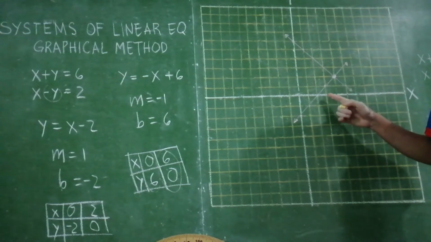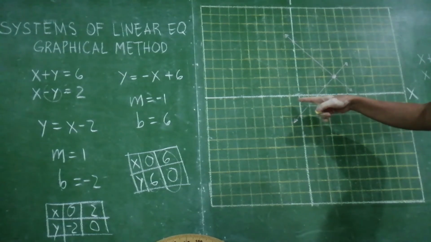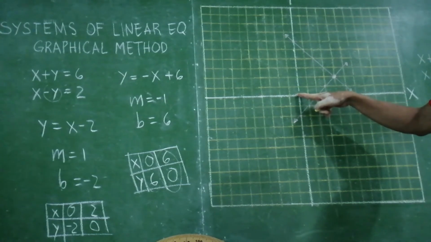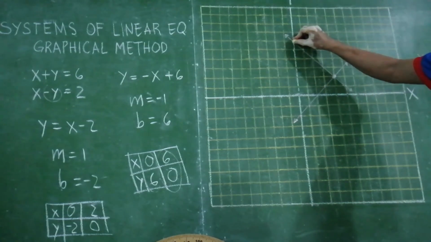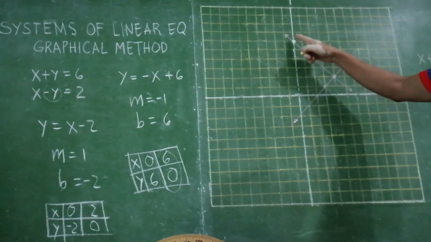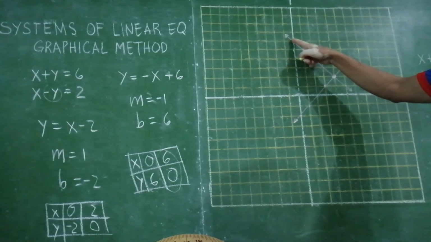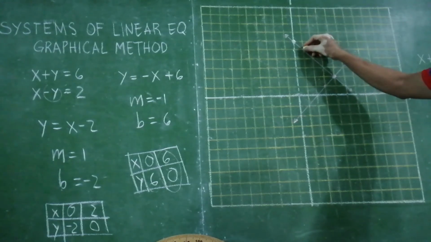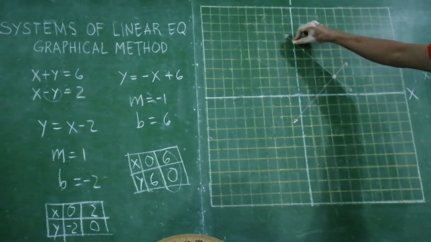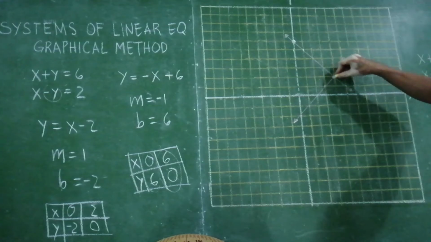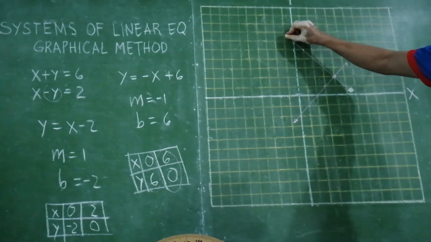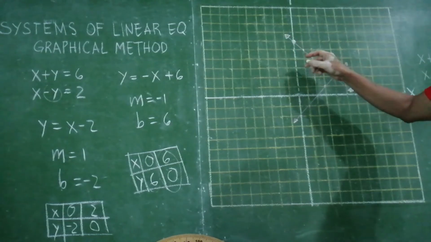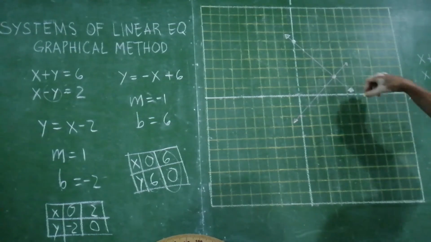So for the first equation, the y-intercept is 6. 1, 2, 3, 4, 5, 6. So this is your b. And the slope is negative 1. So 1 down and 1 to the right. So this is your second point. And you can extend the line. So put an arrow. You can extend. So this is the line.